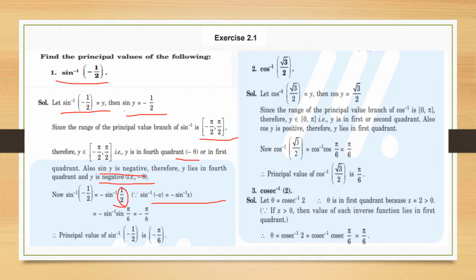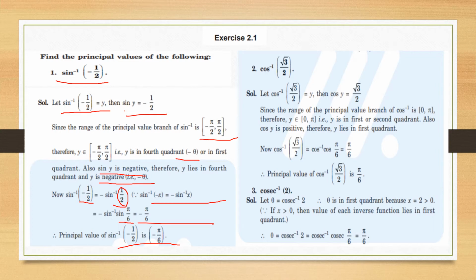Like sine inverse minus half can be written as minus sine inverse half, as sine inverse minus x is minus sine inverse x, right? Or I can simply go for it as sine pi by 6, so sine inverse sine gives me minus pi by 6. This way it is also correct. Or I can keep it as minus half itself, so it becomes minus sine pi by 6, which can be written as sine of minus pi by 6, and sine inverse sine cancels and I get minus pi by 6. So the principal value of sine inverse minus half is minus pi by 6.